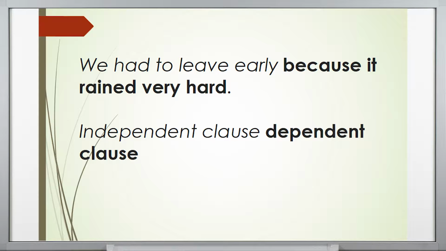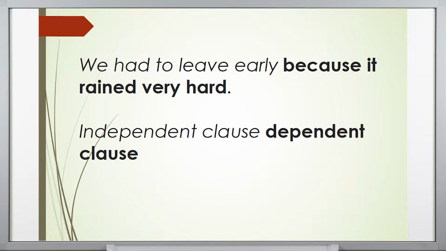Well, note because is in the middle of your sentence. The grown-up is going first and the child is following behind. I have an independent clause and a dependent clause, and I do not need any punctuation. Why? Because the grown-up is coming first and we're just finishing our thought. We had to leave early because it rained very hard.